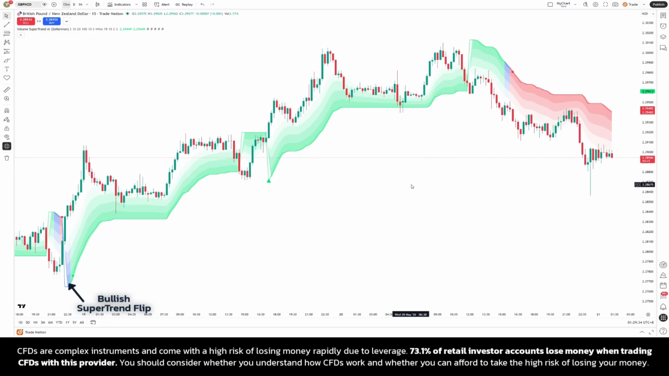In summary, Volume SuperTrend AI works best as a structured trend framework. It helps combine direction, volume sensitivity, and AI-based classification into one line, which can make trend continuation and trailing behavior easier to read when the market is moving with conviction.